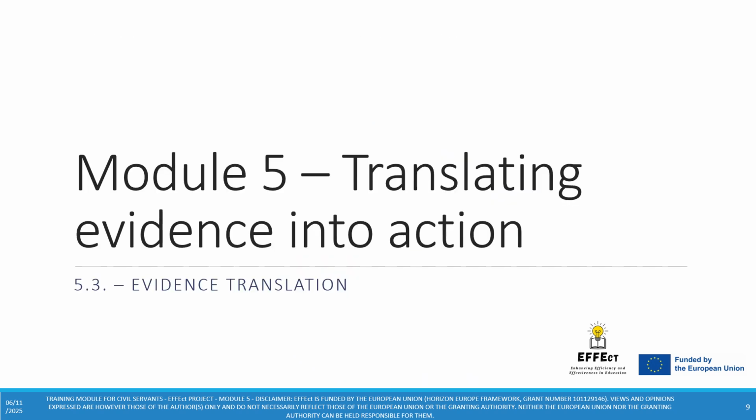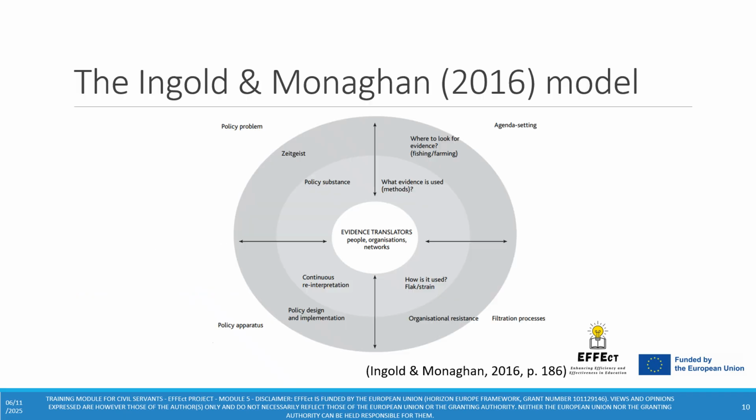Dear participants, welcome to submodule 5.3 on evidence translation. The Ingold and Monaghan model describes how evidence is translated into policy. Starting from the zeitgeist and the policy problem, the policymakers set the agenda to introduce a given policy while relying on a previously chosen type of evidence. Policy ideas are then selected in the filtration process, undergoing public scrutiny and organizational resistance before being implemented by the policy apparatus. In this whole process, the translation of evidence is crucial to drive the policymaking process.